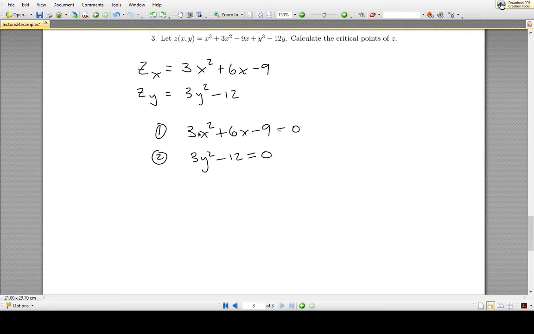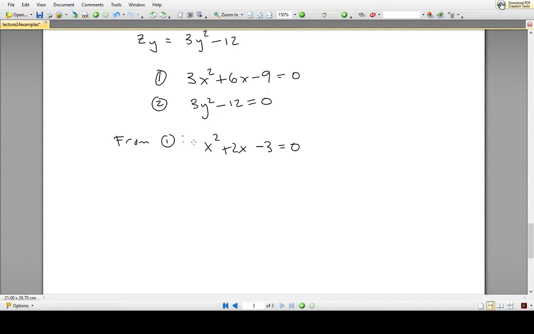So I can see from the first equation, if I divide both sides of equation 1 by 3, I end up with x squared plus 2x minus 3 is equal to 0. And of course, I can factor this equation, and what I get is x plus 3 times x minus 1 is equal to 0.